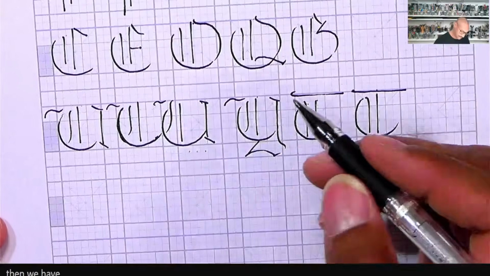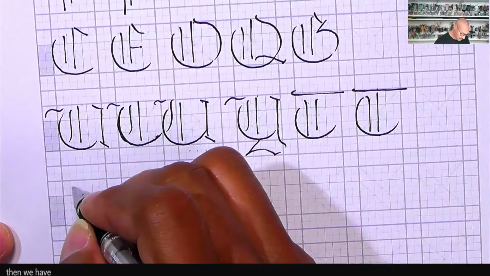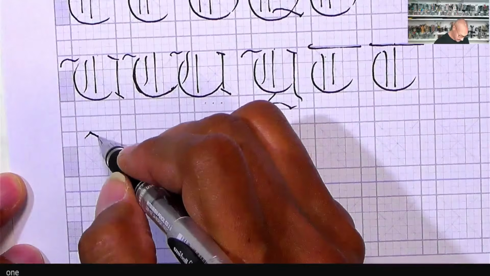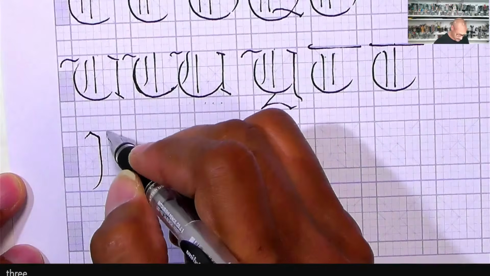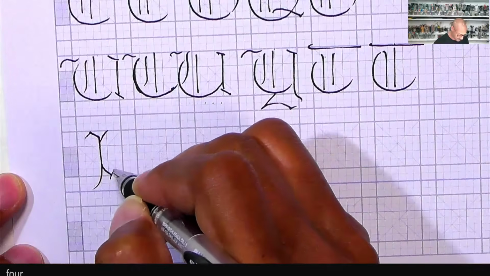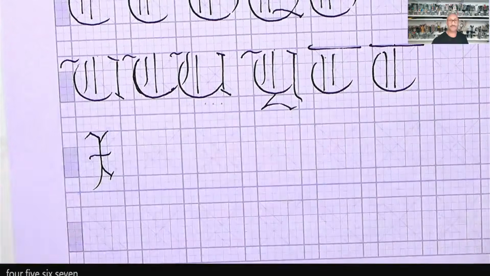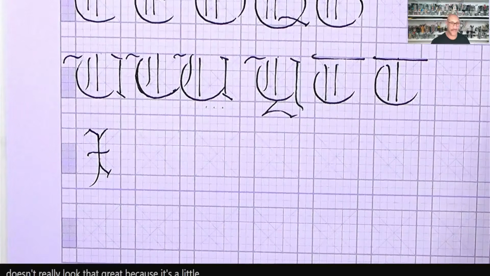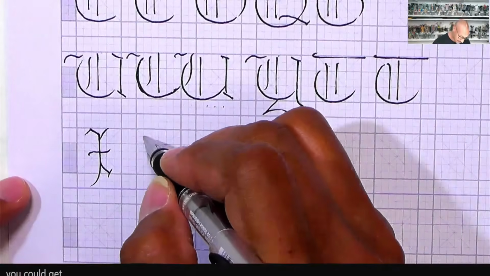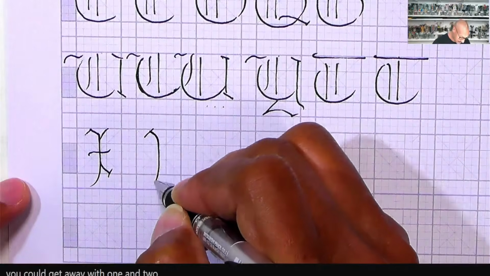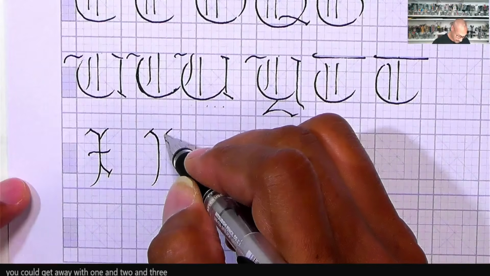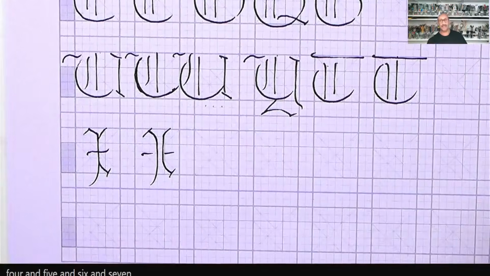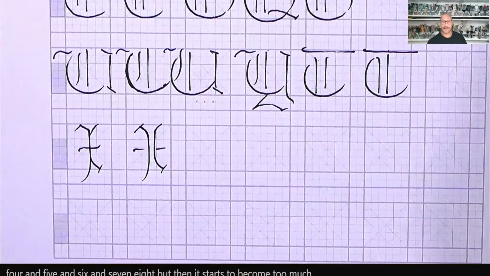Then we have 1, 2, 3, 4, 5, 6, 7. Doesn't really look that great because it's a little weak. You could get away with 1 and 2 and 3, 4 and 5 and 6 and 7, 8, but then it starts to become too much like the angular form.